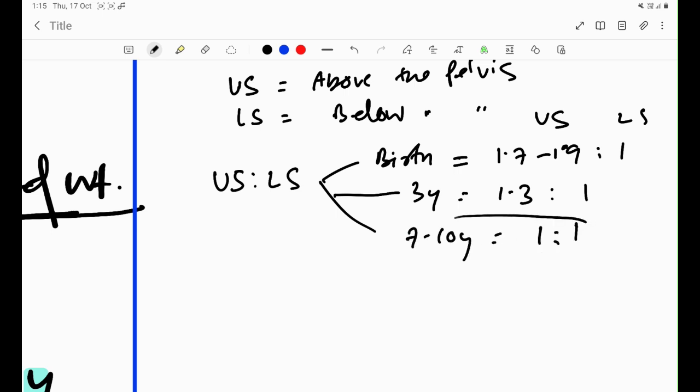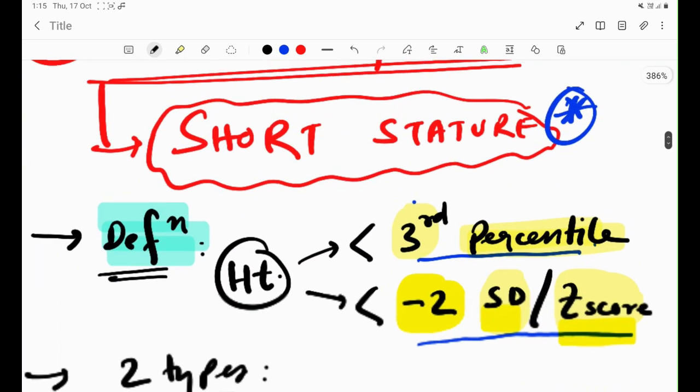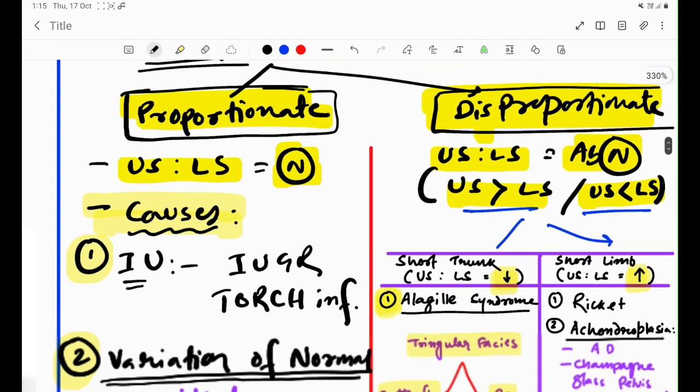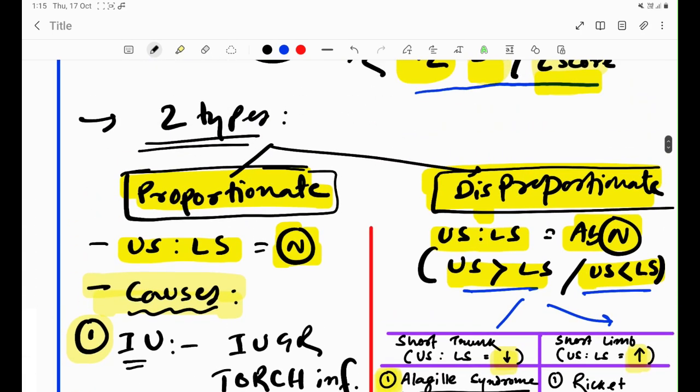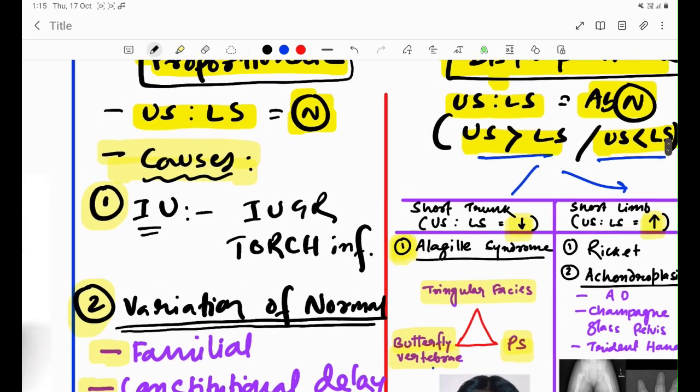So this is a potential question. At what age does the upper segment and lower segment ratio become 1:1? It is 7 to 10 years of age. Okay. So now the proportionate upper segment lower segment ratio is normal. What are the causes of proportionate short stature?